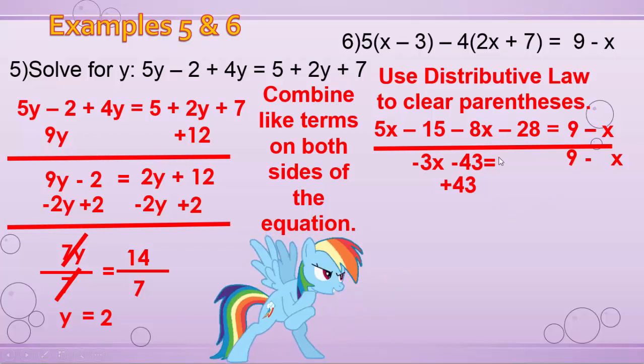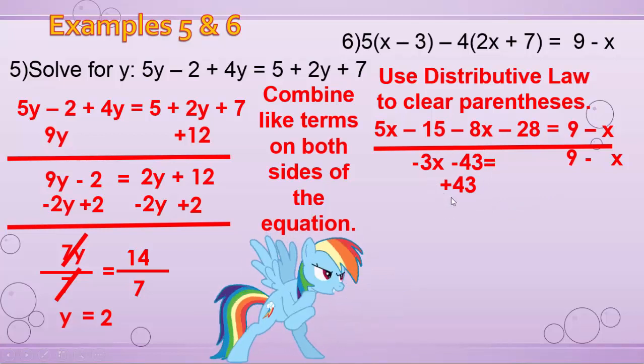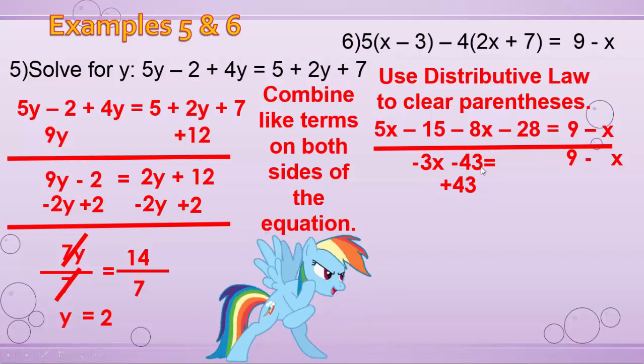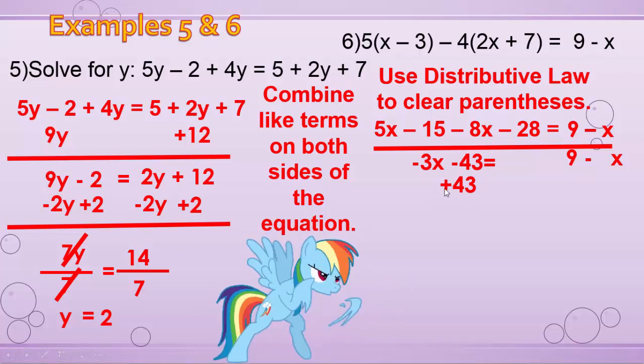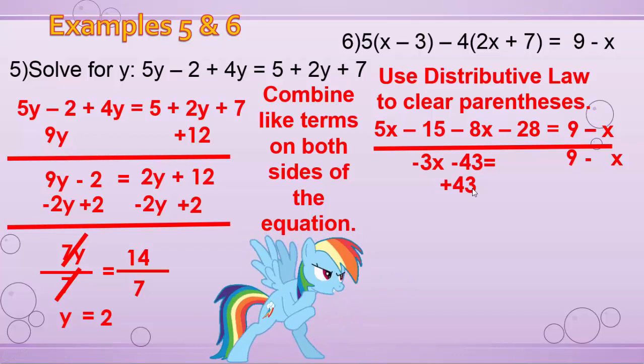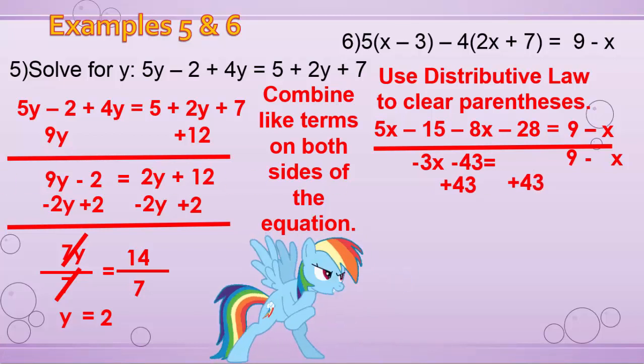Now I want to get rid of the constant or the number on this side, so in order to do that, I have a negative 43 here. I have to put plus 43 to give me 0. But remember, whatever I do to this side, I must do to the other side.